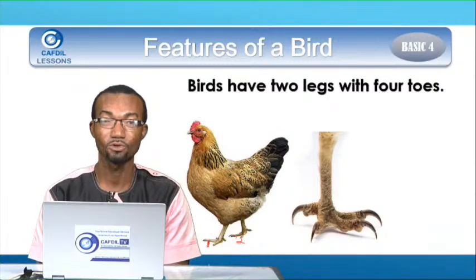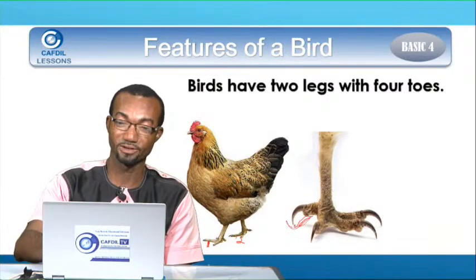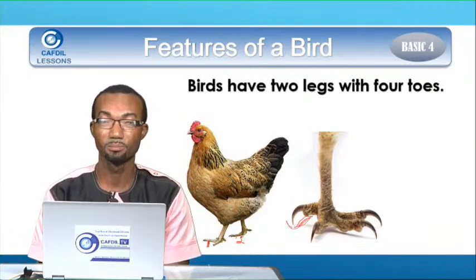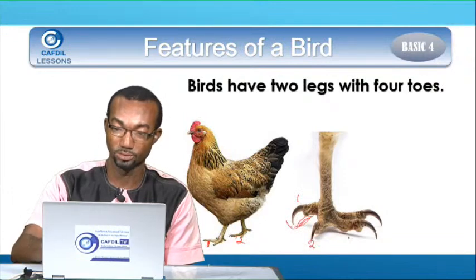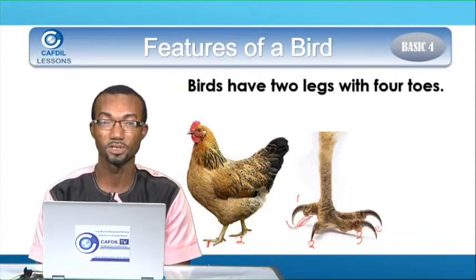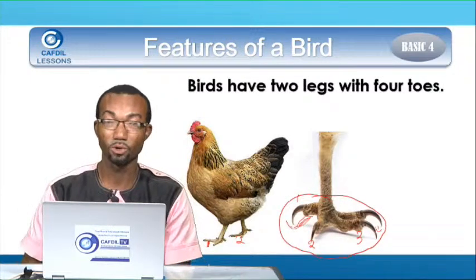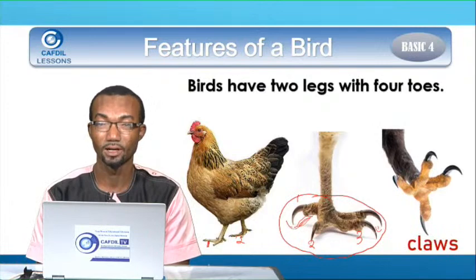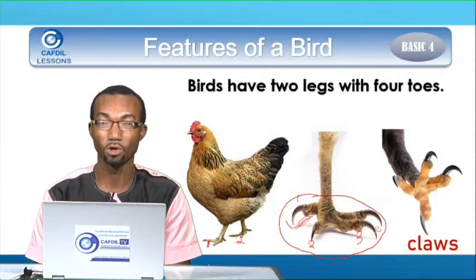And normally the first toe looks backwards. That's the first toe. Its direction looks backwards, and the rest of the three look forward. So we have toe number 1, 2, 3, and then 4. So birds have 4 toes. And if you take the toes here, we call these claws. As you see on the screen, the four toes make the claws of the bird.